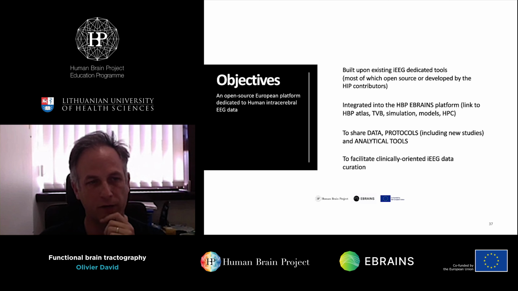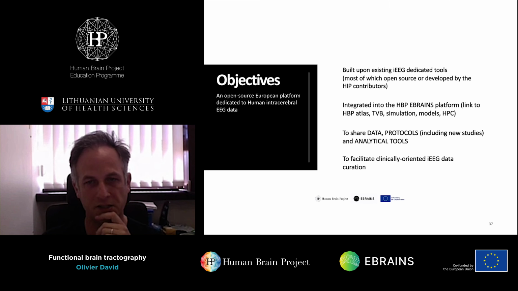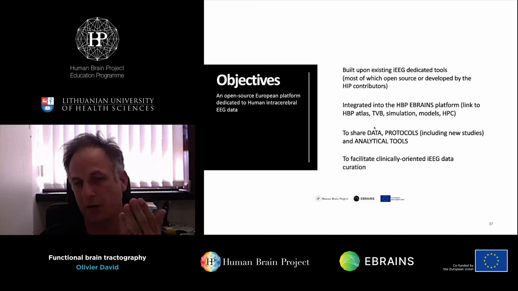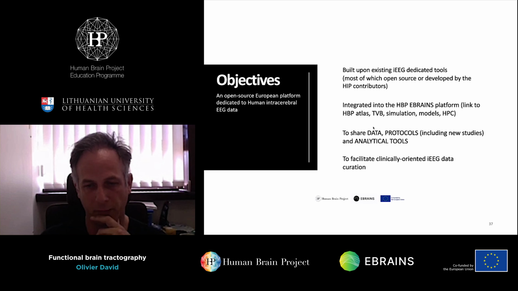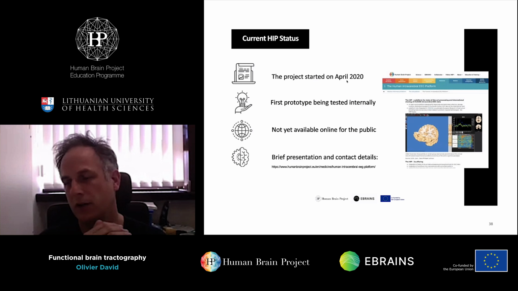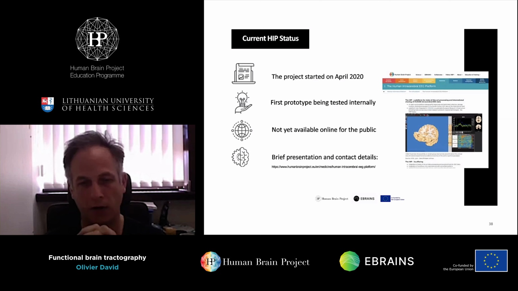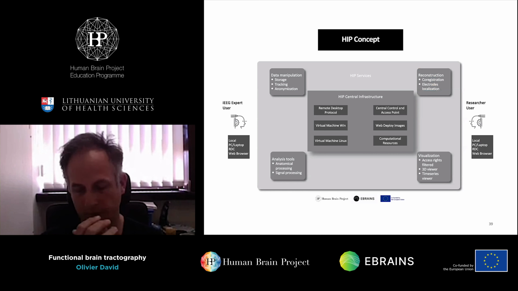And basically the idea of this platform, which was initiated only 1 year ago, is to develop an open source platform dedicated exclusively to intracranial EEG data. And the main goal is to share data, protocols and analytical tools on this platform. As I say, the project is very young, started only 1 year ago, which means that the platform is not yet available online on the eBrains website, but still there is a prototype which is being tested internally.